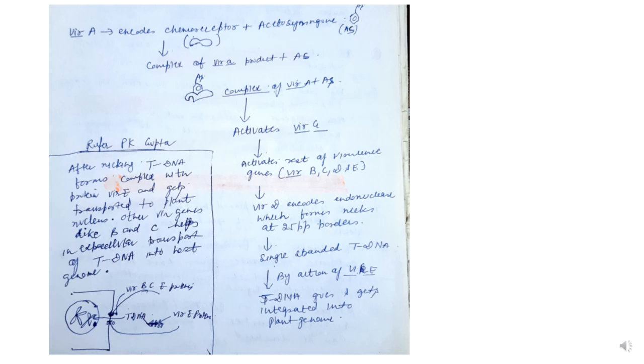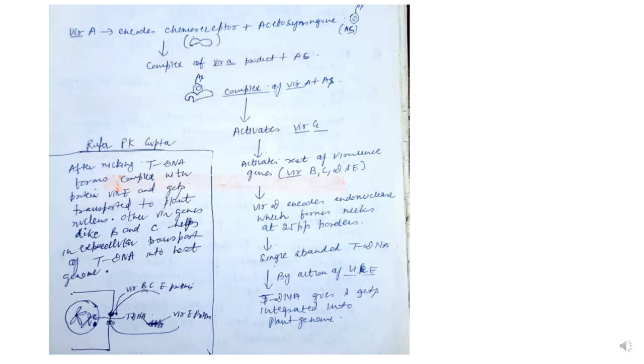Then Vir D encodes endonuclease, which forms nicks at the 25 base pair borders. It means that Vir D forms endonuclease, which cuts the 25 base pair borders of the tDNA, and because of this, the single stranded tDNA comes out, and by the action of Vir E, the tDNA goes and gets integrated into the plant genome. So after cutting the tDNA, or after nicking, the tDNA forms a complex with the protein Vir E and gets transported to the plant nucleus.